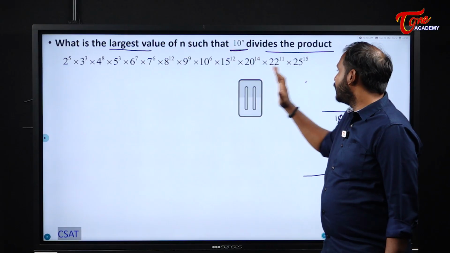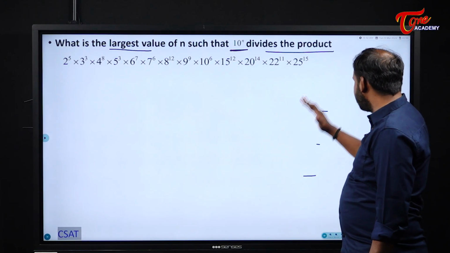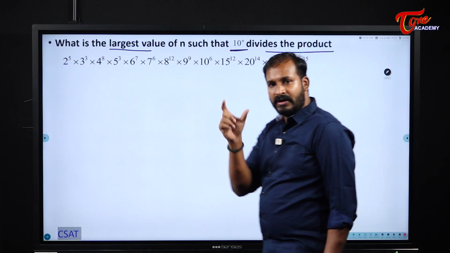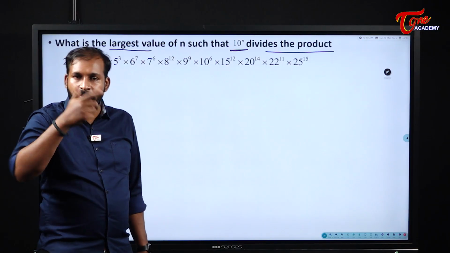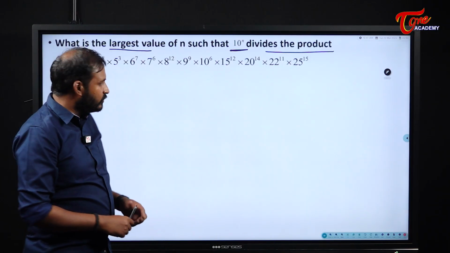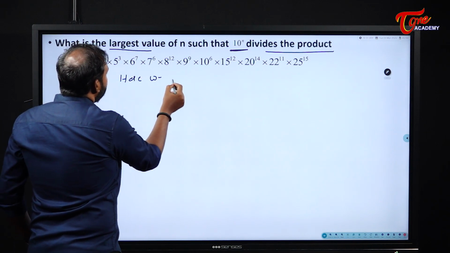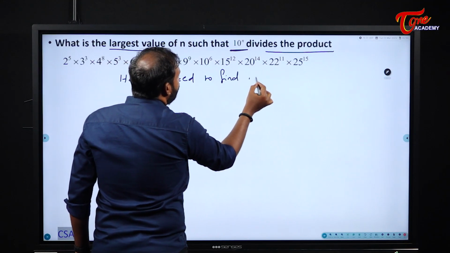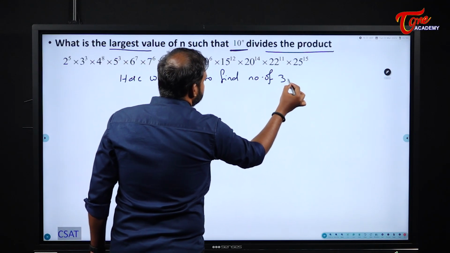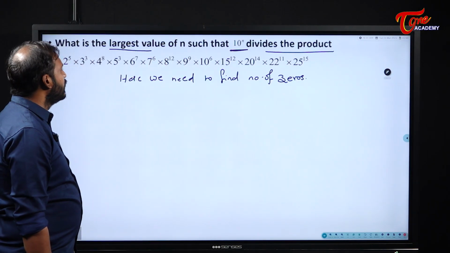To have the n value maximum, what is the maximum value of n we can take? Whatever the number of zeros we have in the numerator, if you take the same number of zeros in the denominator, they will be exactly cancelable. So here we need to find the number of zeros. This question is nothing but finding the number of zeros in this product.